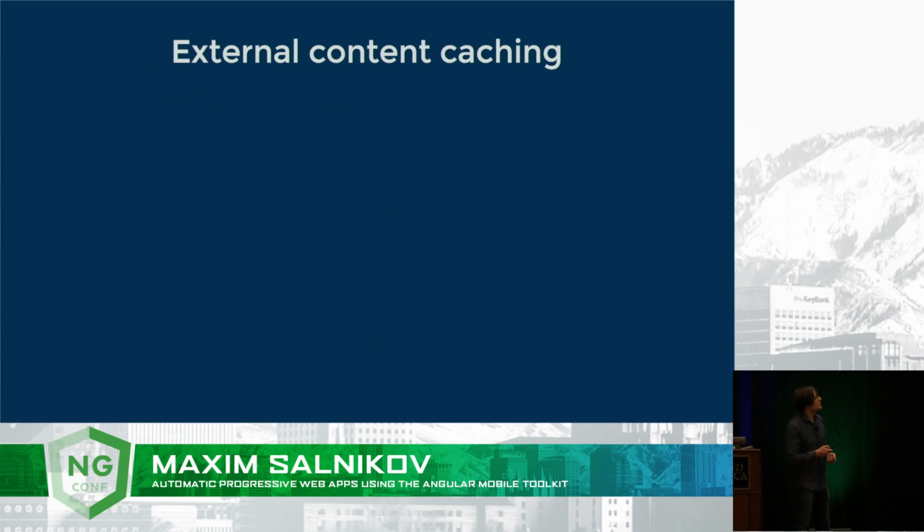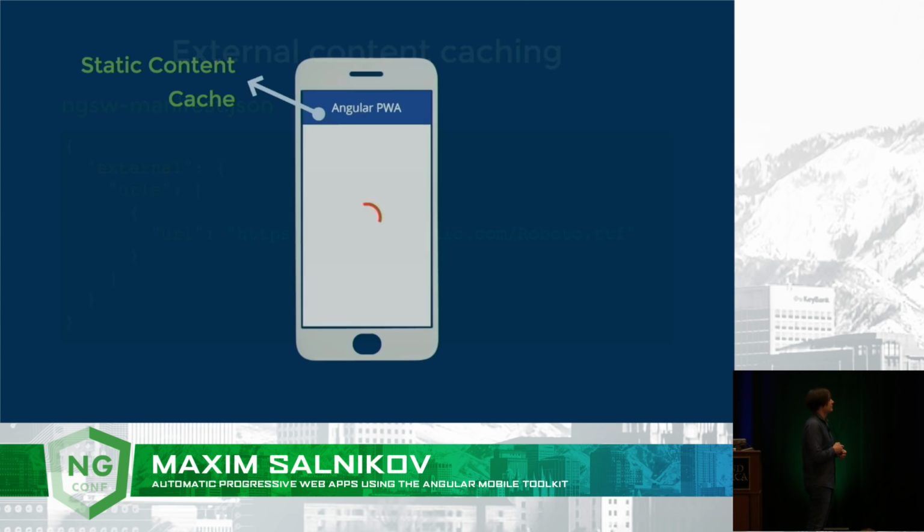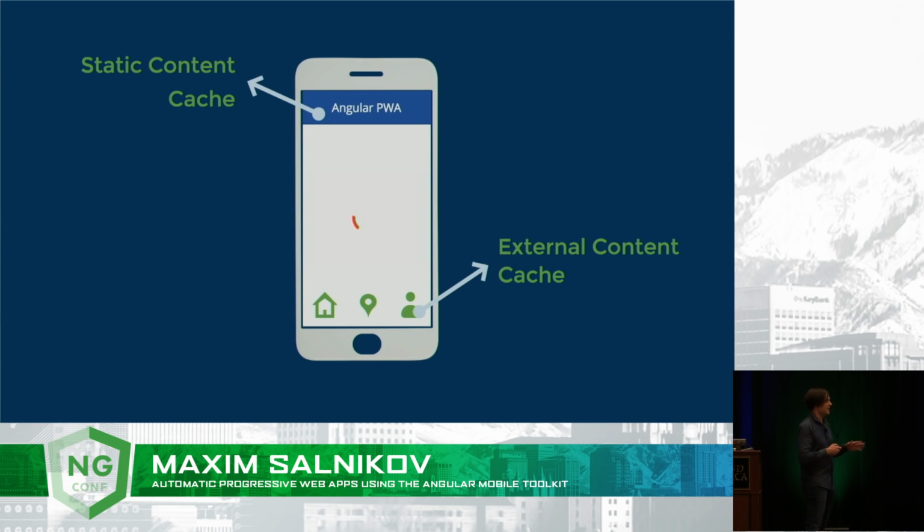A special plugin called external content caching solves this problem. Super simple. You just specify the list of external resources to be cached during service worker startup. Good. Now we can introduce an extra level of awesomeness to our application. Very nice. But it was all about static content.